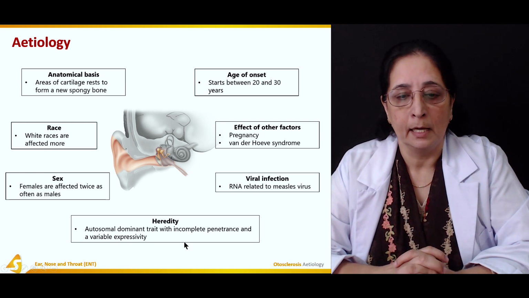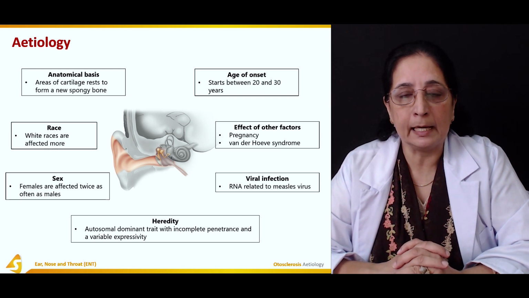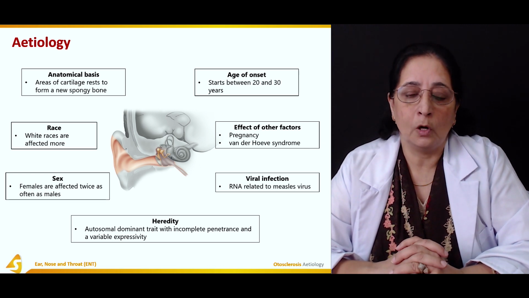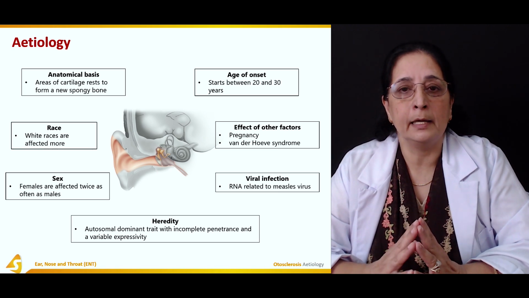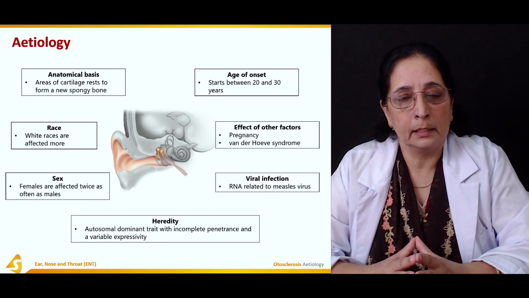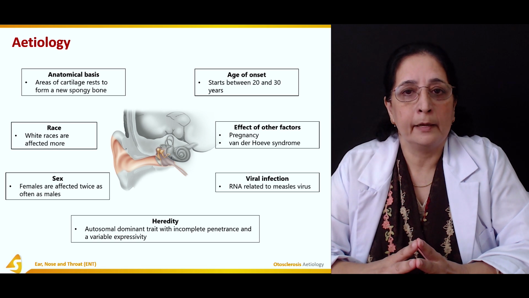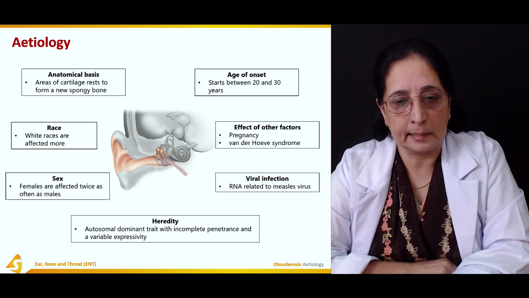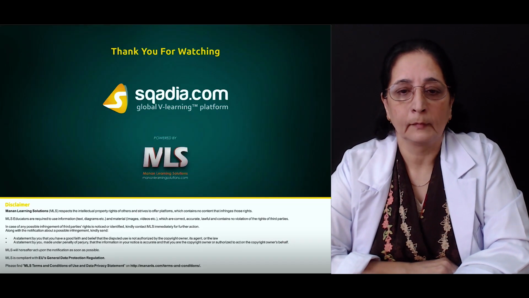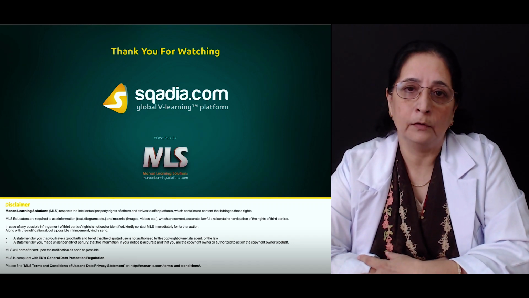Heredity plays an important role. It is an autosomal dominant trait with incomplete penetrance and variable expressivity. So it's an autosomal dominant disorder, and it's also congenital and genetic, associated with hereditary disorder. So all these factors can lead to otosclerosis. So that was all about the etiology and overview of otosclerosis.